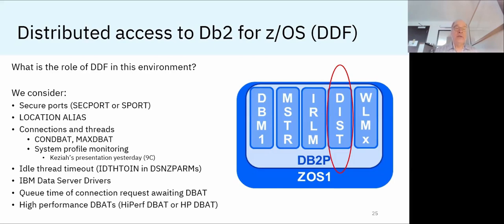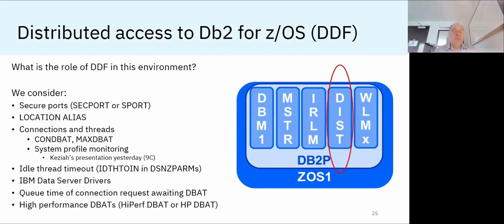We look at the idle thread timeout. Some customers have that set appropriately. Others are doing very interesting things to their applications by setting those on behalf of one application and then causing the others to deal with it. And again, profile monitoring is a way to address that. We talk to customers about how they define their data server drivers and how they keep them current. We look at the queue time, right? How long are new connection requests waiting to get a DBAT?